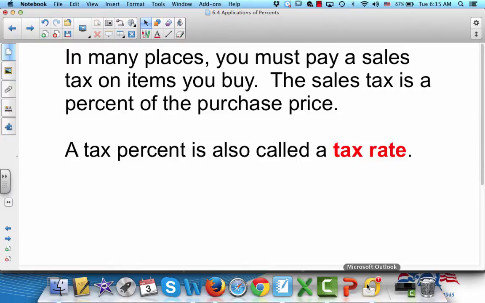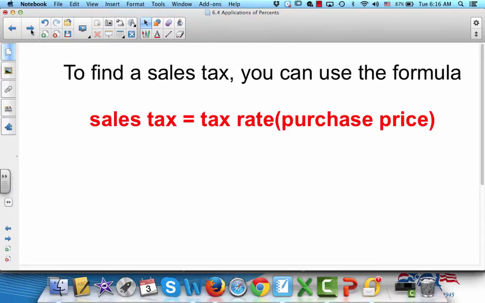In many places you must pay a sales tax on items that you buy. The sales tax is a percent of the purchase price. You can also call a tax percent a tax rate. To find a sales tax, use this formula. The sales tax is equal to the tax rate times the purchase price.